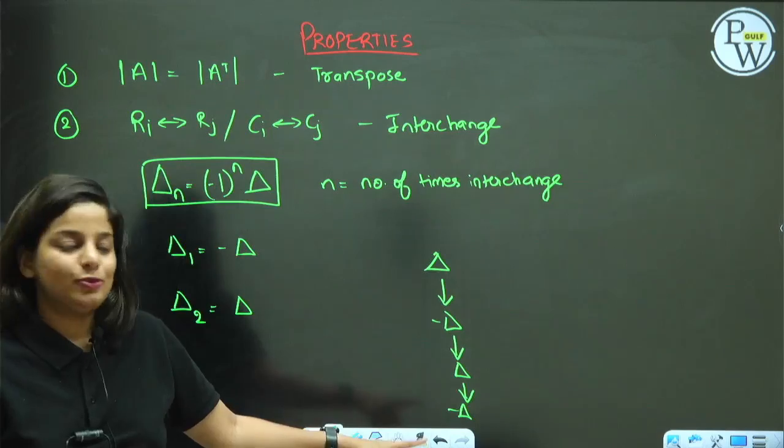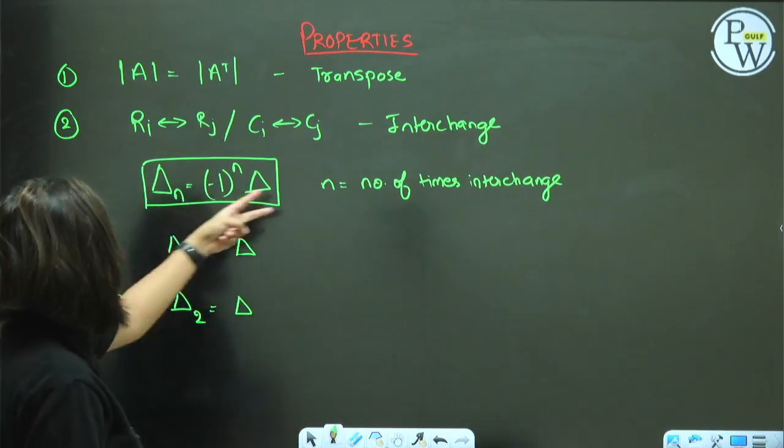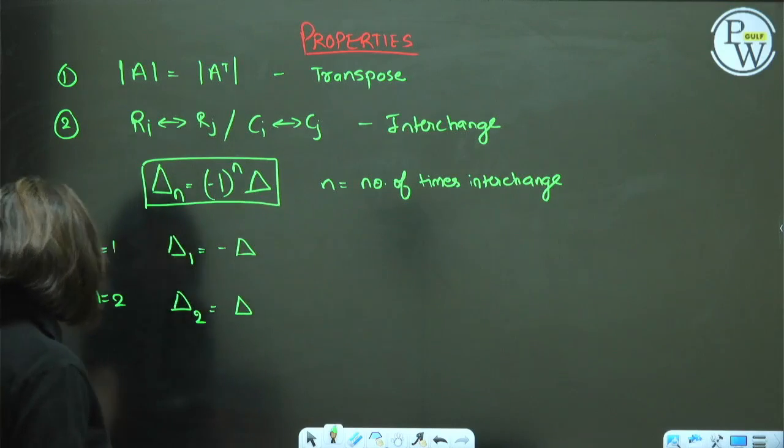So the sign keeps on changing depending on how many times you are interchanging rows and columns. That's your second property. Hope it's very clear to all of you. Shall we move to the third property, guys? The third property is a simple property.